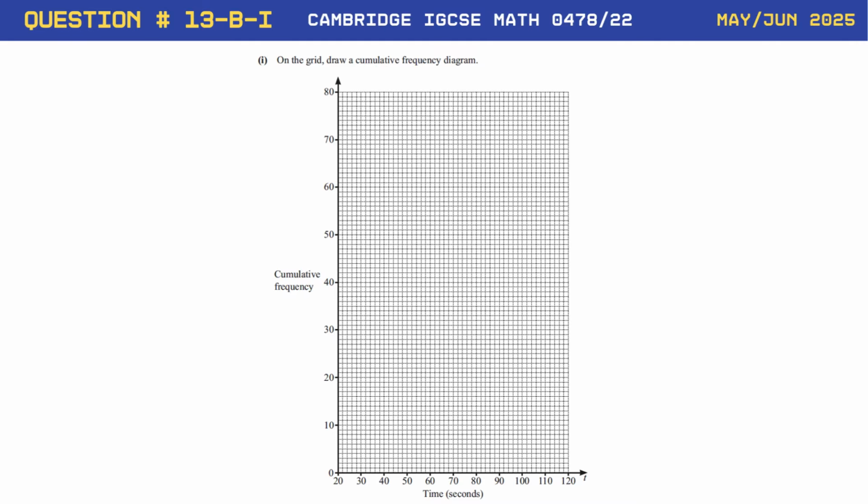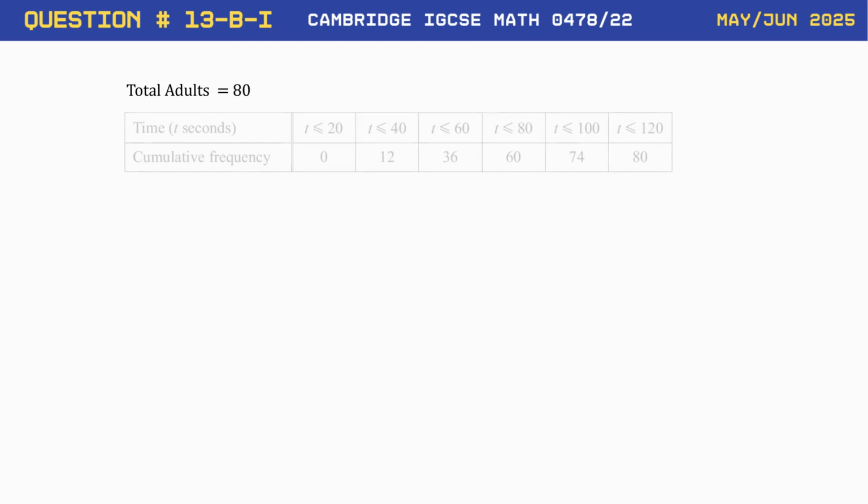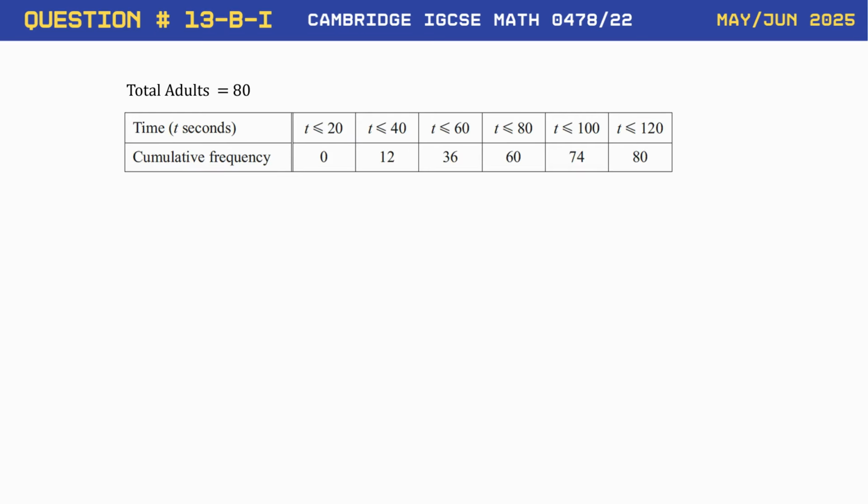In this question, we are given cumulative frequencies for different values of time. Cumulative frequency means the total number of adults who finished the puzzle in less than or equal to a certain time. To draw a cumulative frequency diagram, we plot time on the horizontal axis and cumulative frequency on the vertical axis. Then we plot the given points and join them with a smooth curve.